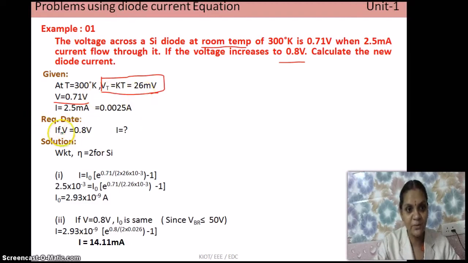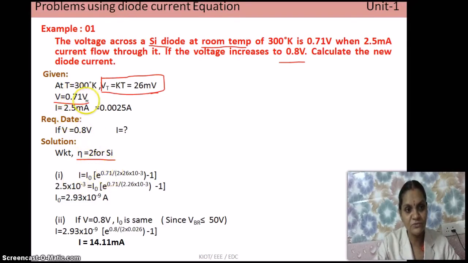So for the voltage of 0.8 volt, we have to calculate the current. Here it is given as a silicon diode, so for a silicon diode the constant eta equals 2. We are taking it as it is. And the diode current equation: I equal to I naught, substitute the values here, I equal to I naught, keep it as it is, e to the power V.